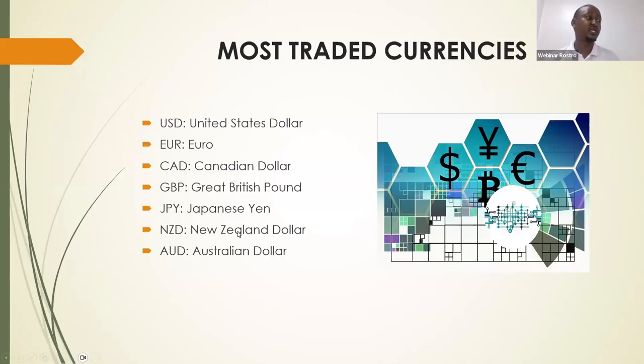Most of the currencies that you interact with are drawn from the list of most traded currencies. Number one is the dollar, which is the most traded currency globally. Then we have the euro, the Canadian dollar, the Great British Pound, the Japanese yen, the New Zealand dollar, and the Australian dollar. These are the most traded currencies because they are currencies from developed economies.